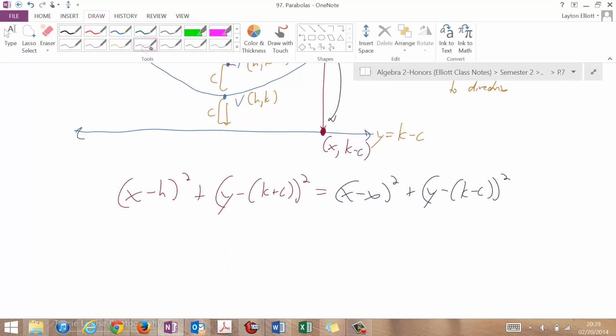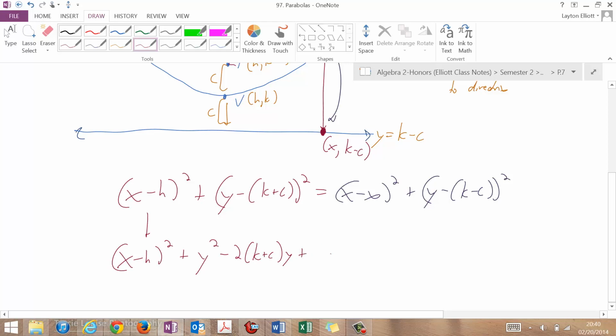So let's work this out a little bit. This I'm going to leave because I have my (x minus h) squared. I don't really need anything else with that. So I don't want to FOIL that out, but the next part I do want to FOIL. I'm going to FOIL that and make this y squared minus 2(k plus c)y, and then plus (k plus c) squared. So that's just FOILing but keeping the k plus c as a group because I'll deal with that later. Equals, this goes away, and I'm going to FOIL the right side. y squared minus 2(k minus c)y plus (k minus c) squared.